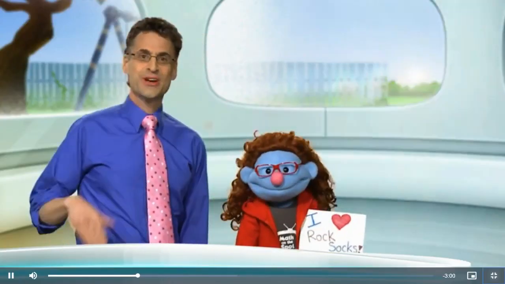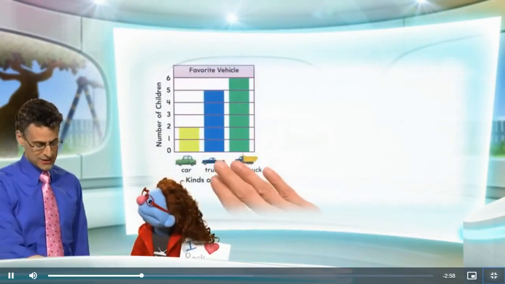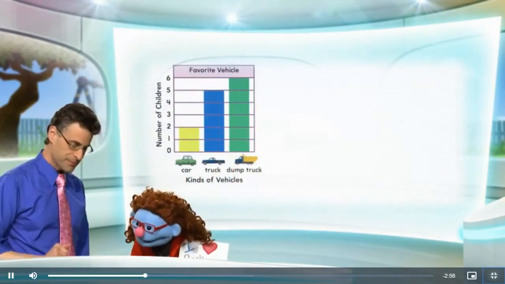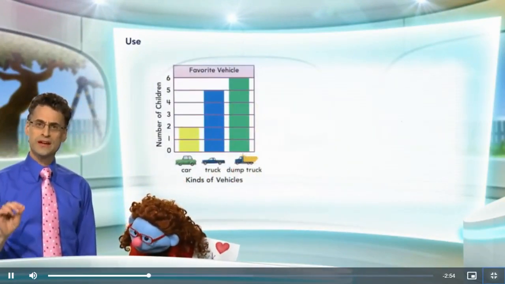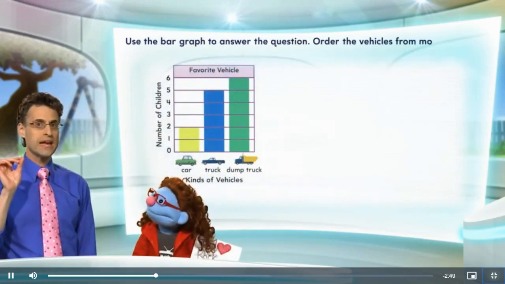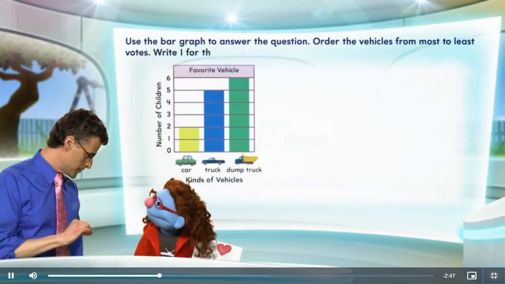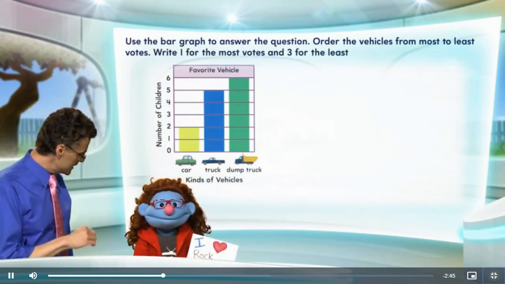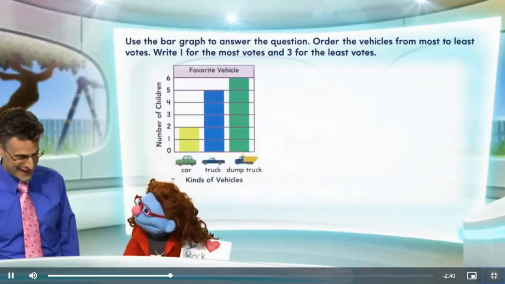Here we go. So what I want us to do today is take a look at this bar graph. And I want us to order the vehicles from most to least votes. And I want us to write 1 for the most votes and 3 for the least votes. Oh, this is going to be fun. All right, so let's take a look.